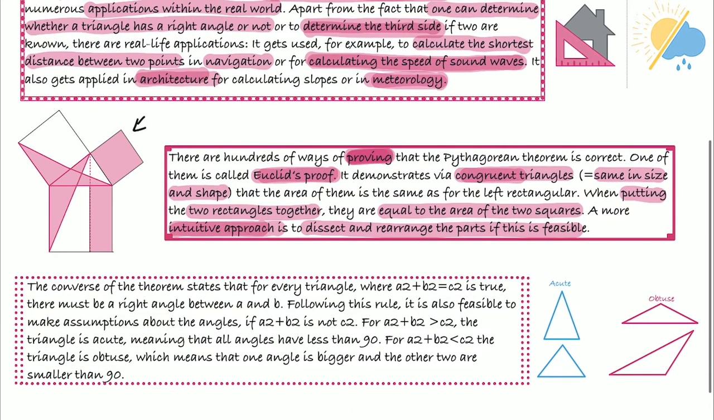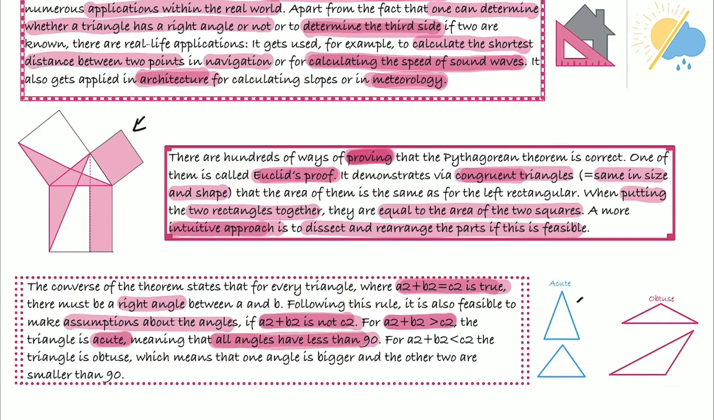Now, we now know that A squared plus B squared equals C squared has to be true when there's a right angle in a triangle. So, it's also possible to make assumptions about triangles and their angles if this formula is not true. If we have, for example, A squared plus B squared is bigger than C squared, then the triangle is acute, which means that the angles all have less than 90 degrees.